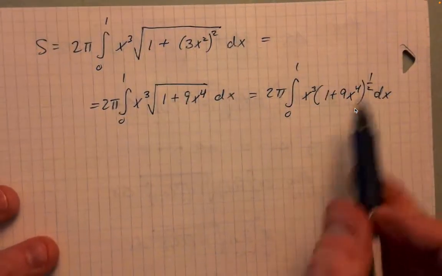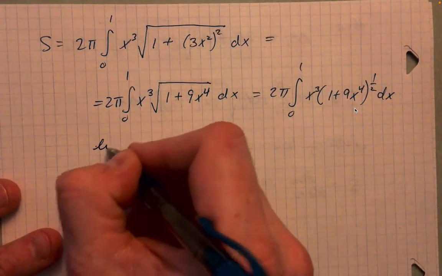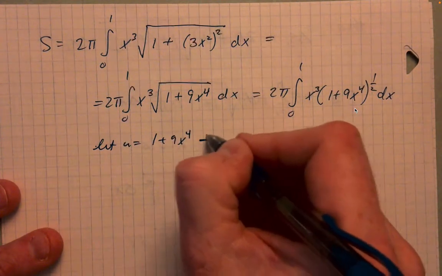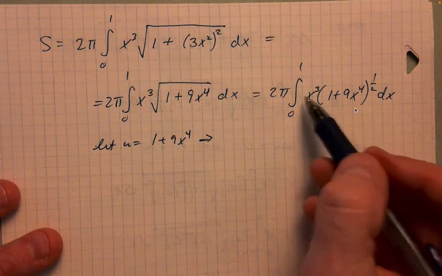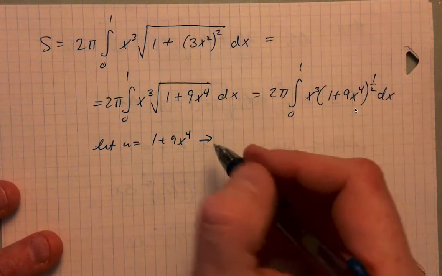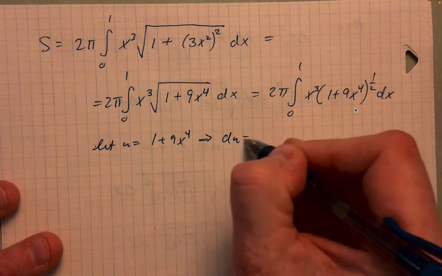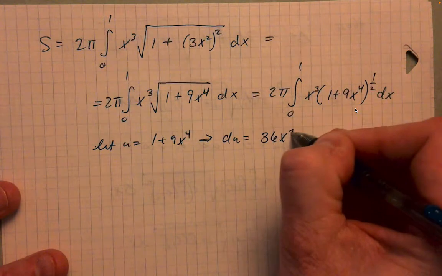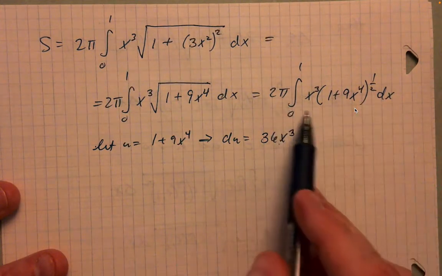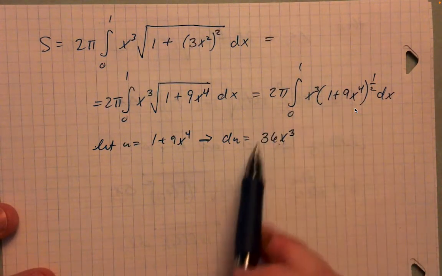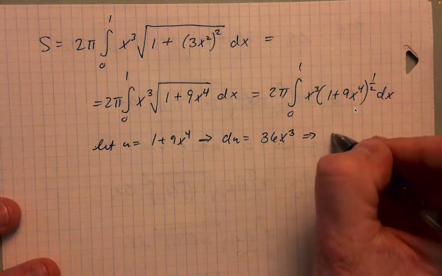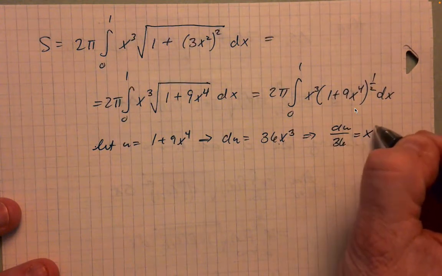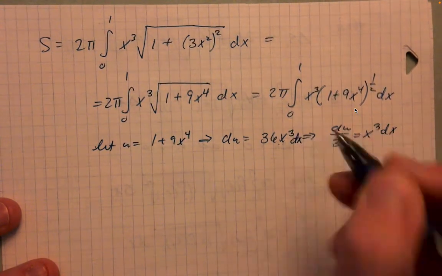So can we do this integral? Well, let's mess around here. If we let u equal 1 plus 9x to the 4th, because you can see you've got an x to the 4th and an x cubed, so change of variables is very likely to work here. And that means du is equal to 36x cubed dx. Okay, so that looks pretty good. We've got the x cubed, we don't have the 36, but we can just write du over 36 equals x cubed dx.